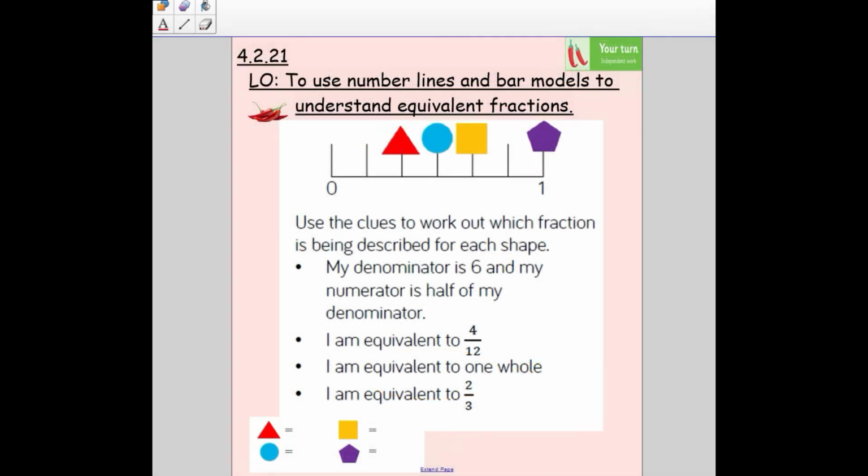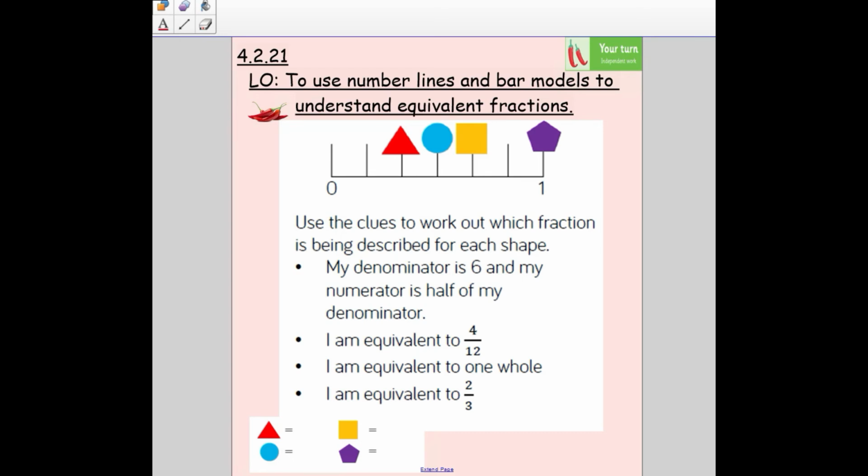It says use the clues to work out which fraction is being described for each shape. Your first clue, my denominator is 6 and my numerator is half of my denominator. So which shape is that? Another clue for another shape says I am equivalent to 4/12.